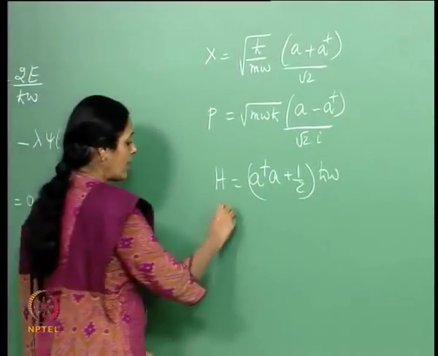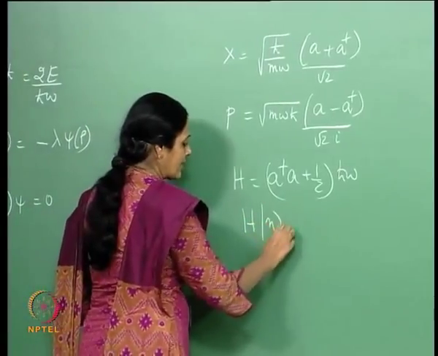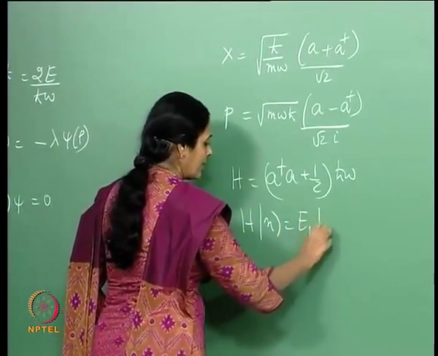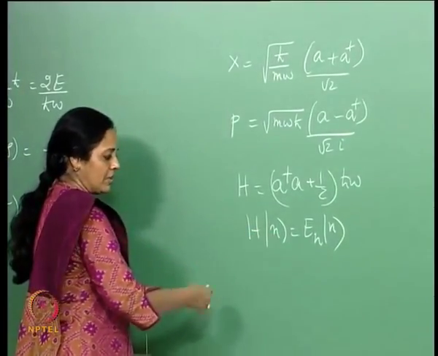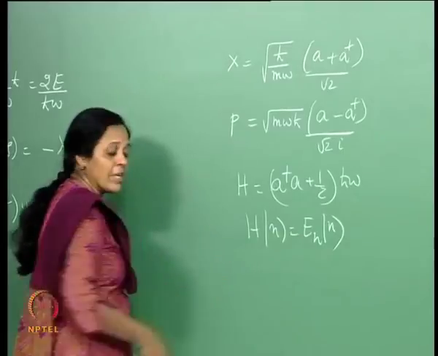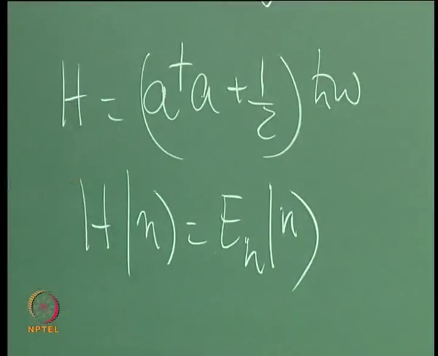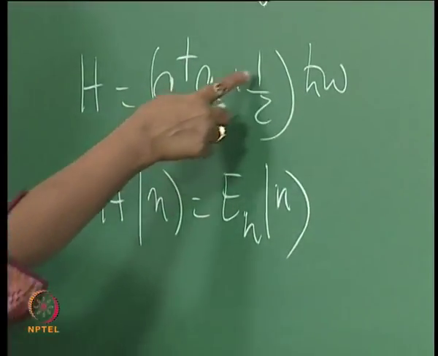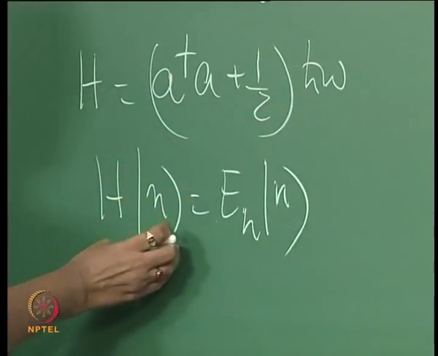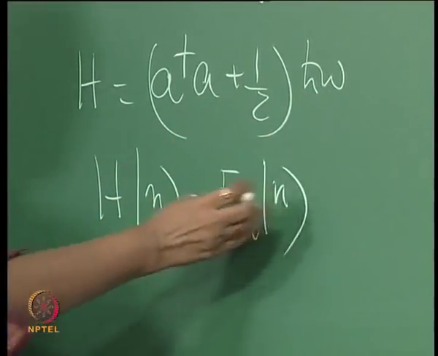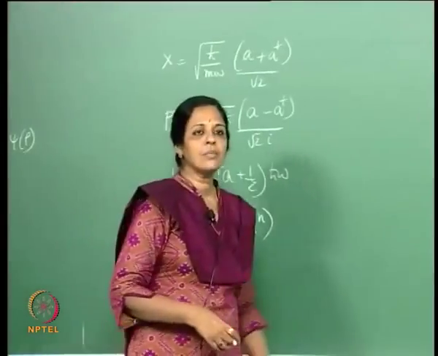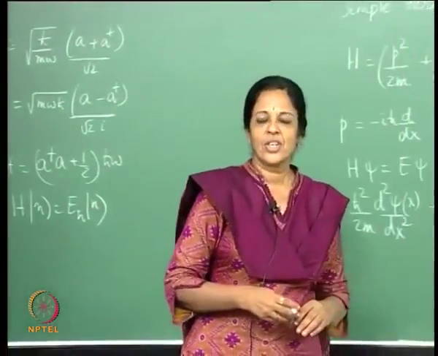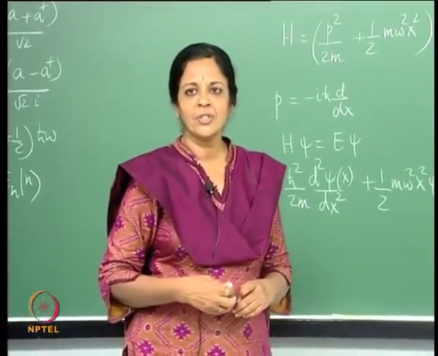And then when I have an equation like H ket n is E sub n ket n, where n is the state of the oscillator and E sub n is the corresponding energy eigenvalue, that is the same as saying A dagger A plus half h cross omega acting on the state n is E sub n ket n. That equation again is in terms of objects which are dimensionless. A and A dagger are dimensionless quantities.